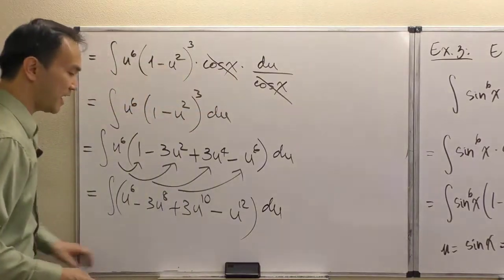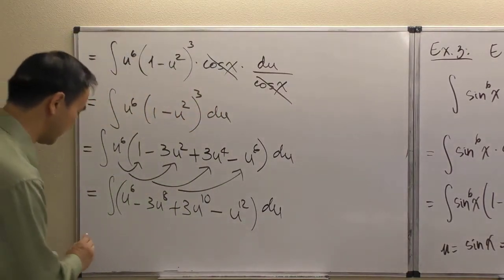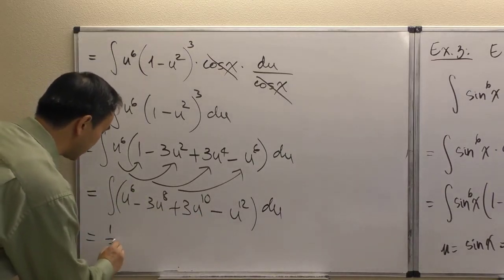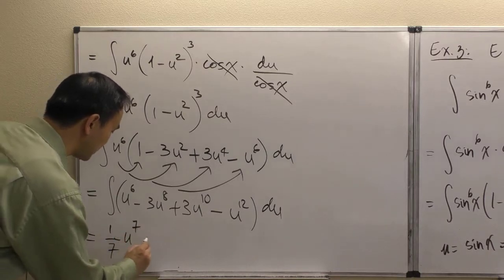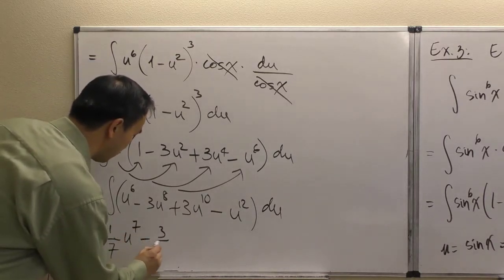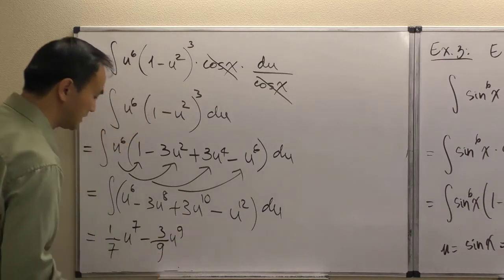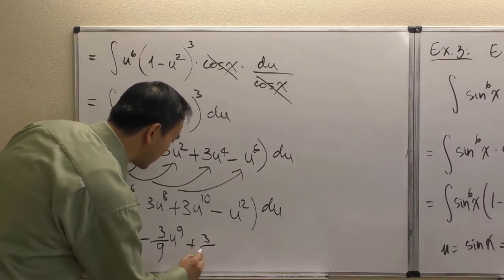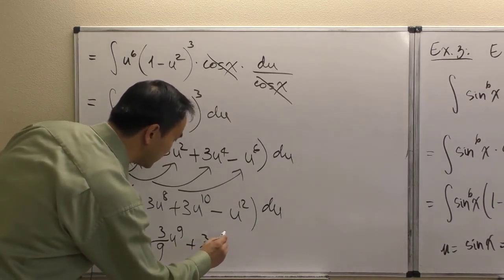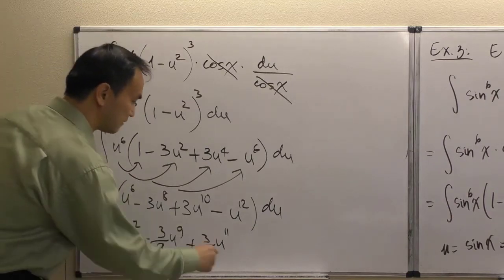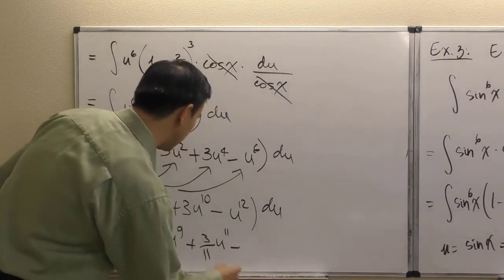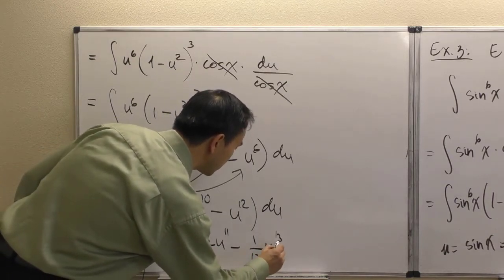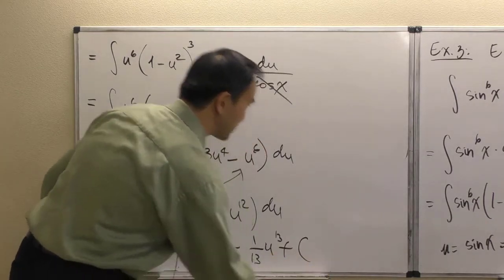Okay, so our final integral in terms of u, the antiderivative here, is going to be 1/7 u to the 7th minus now 3/9 times u to the 9th power. And notice later we can cancel that 3 into the 9 right there. Plus now it's 3/11 times u to the 11th power, and then minus now we're looking at 1/13 times u to the 13th power. And don't forget plus c there.